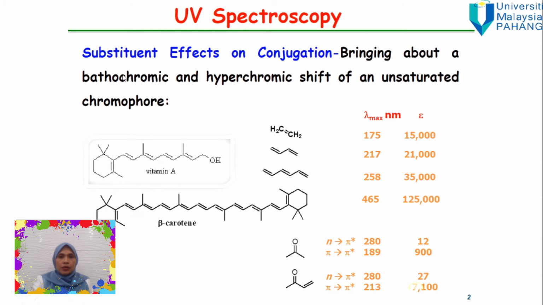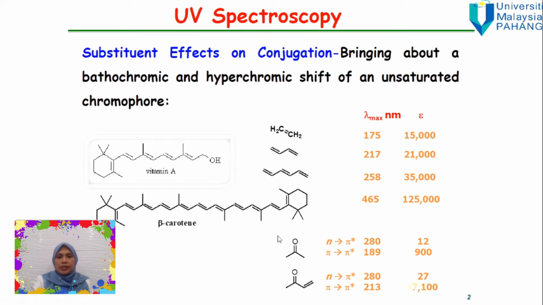And some substituents also affect the bathochromic and hyperchromic shifts of the unsaturated chromophore. For example, when you increase the number of double bonds, the wavelength also becomes longer. The wavelength also becomes higher.